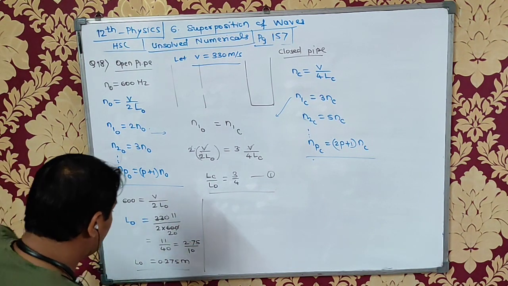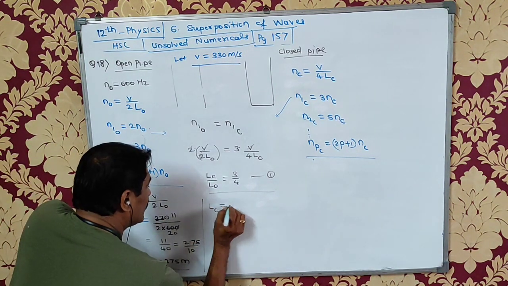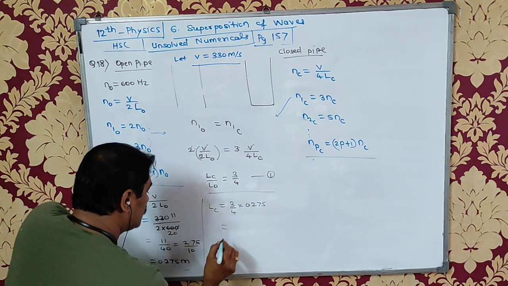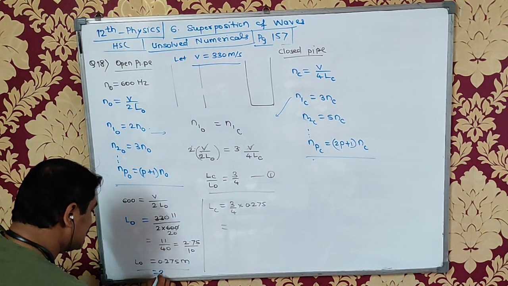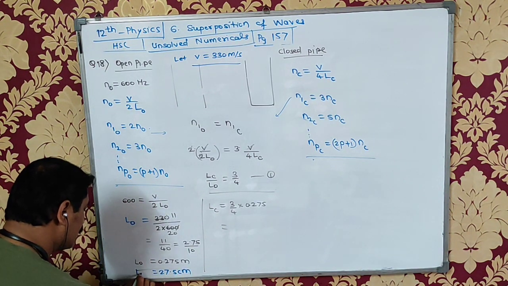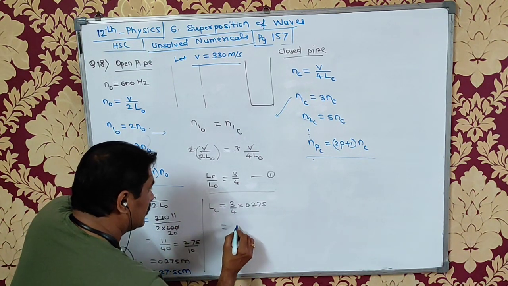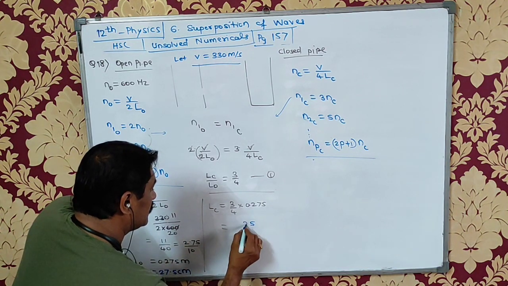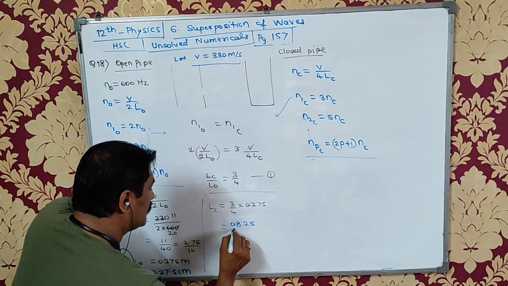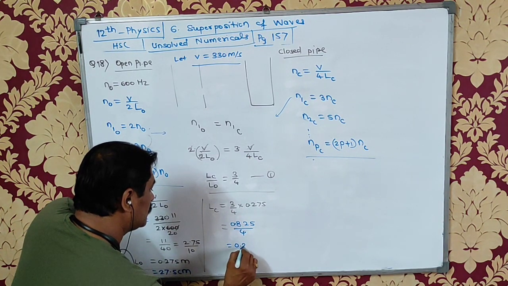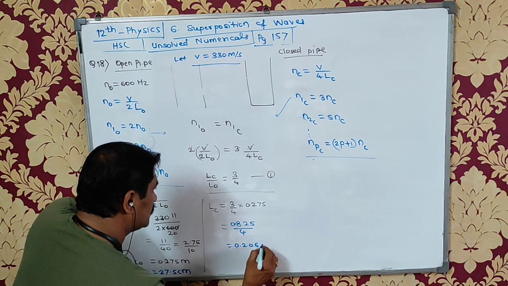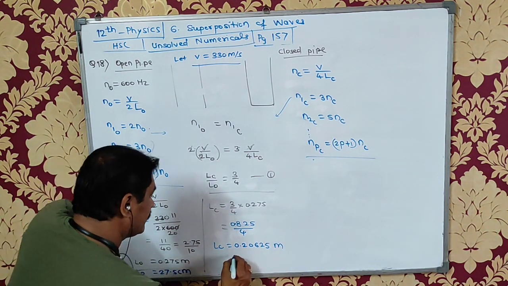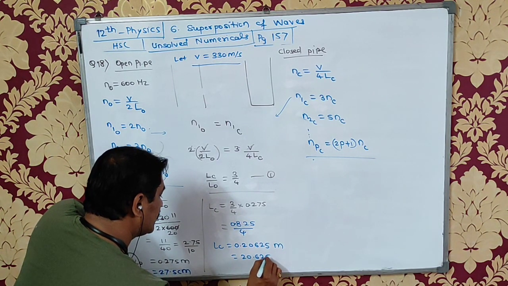और यहाँ से मुझे length of closed pipe भी मिल जाएगा. The length of closed pipe is equal to 3 by 4 into 0.275 meter. 0.275 meter का मतलब होता है 27.5 centimeter. This is the length of the open pipe. और closed pipe का length क्या होगा? देखिए अब यहाँ पे मल्टीप्लाई कीजिए पहले इसको. तो 3 into 0.275 upon 4, closed is 0.20625 or 20.625 centimeter.